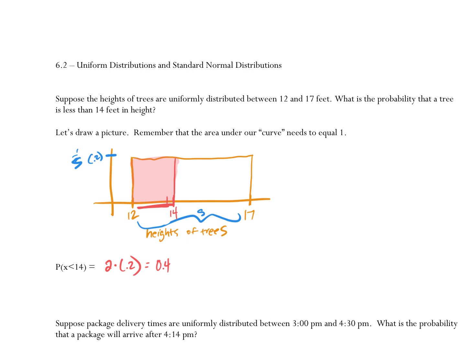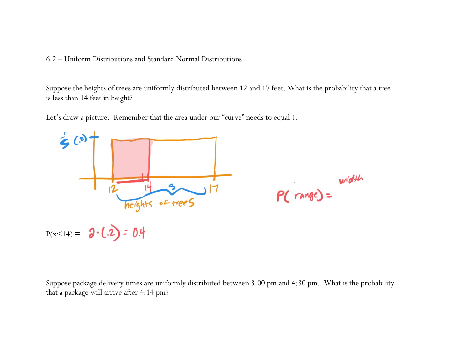Does this feel okay? If something is uniformly distributed, essentially the probability of any given range will be the width of my range over the total width. This only applies to uniform. Really we could say this was 2/5 of the total, and that's essentially what's happening, 2/5 being 0.4.